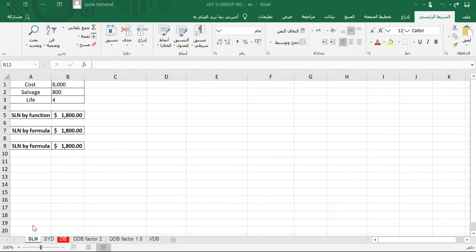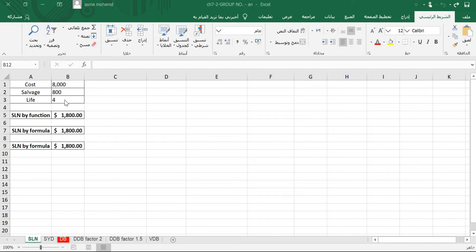Applying the depreciation function is very easy, especially because you are an accountant and you know what cost means, what salvage means, and what the life period means. It's not something new for you. So for example, if we buy a car that is worth 8,000 now, and at the end of its life period, we estimate that it will be worth only 800. However, its estimated life is 4 years.